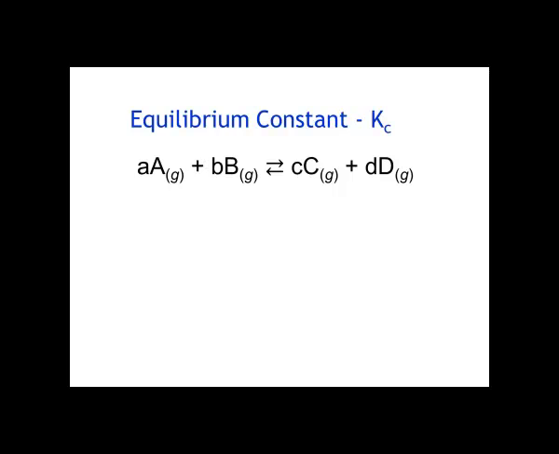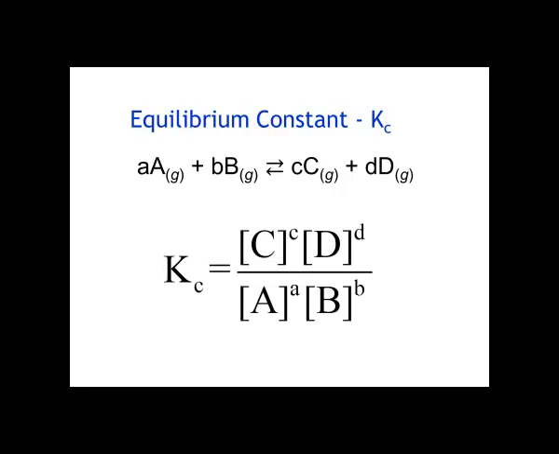The equilibrium constant Kc, the equilibrium constant based on concentrations, for this hypothetical reaction is as follows. Kc is equal to the concentration of C in moles per liter raised to the c power, the c power being the coefficient of substance C, times the concentration of D to the d power, divided by the reactants, concentration of A to the a power, concentration of B to the b power. It's always defined as the concentration of the products over the concentration of the reactants.